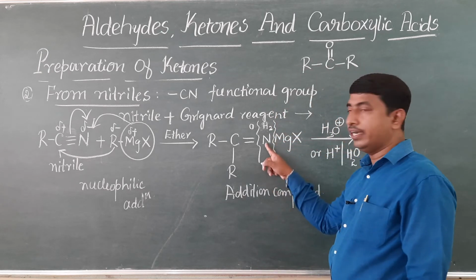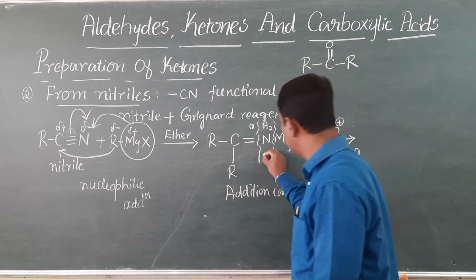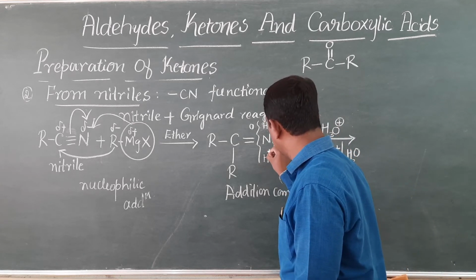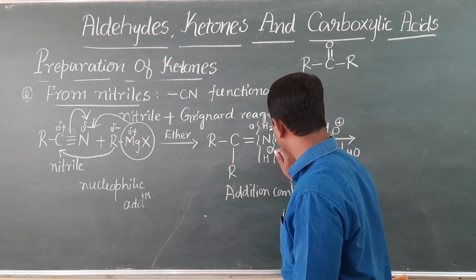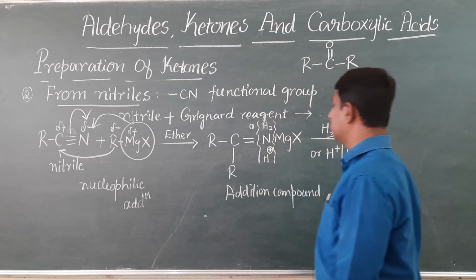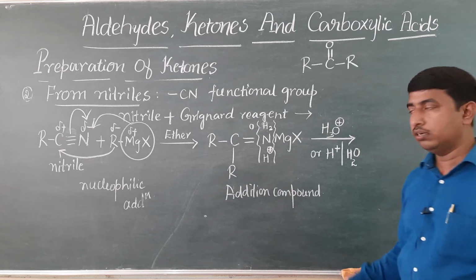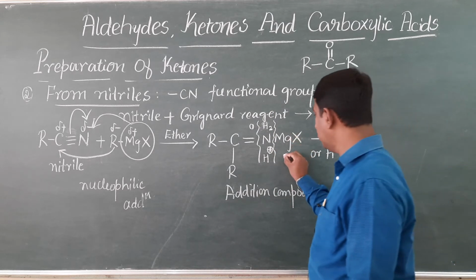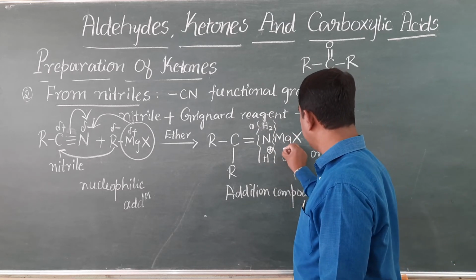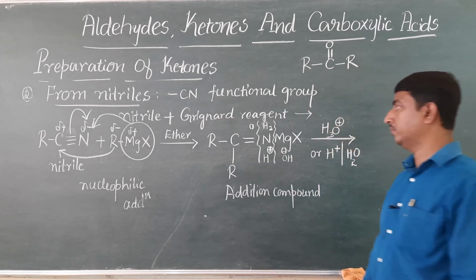See, nitrogen is electronegative, so I will write the positive part of water here. Nitrogen is carrying a negative charge, so H plus will be added here. Magnesium is positively charged, so OH minus will be added here.